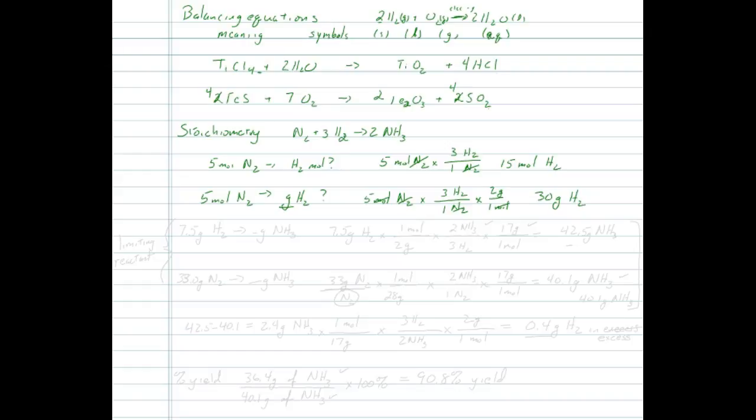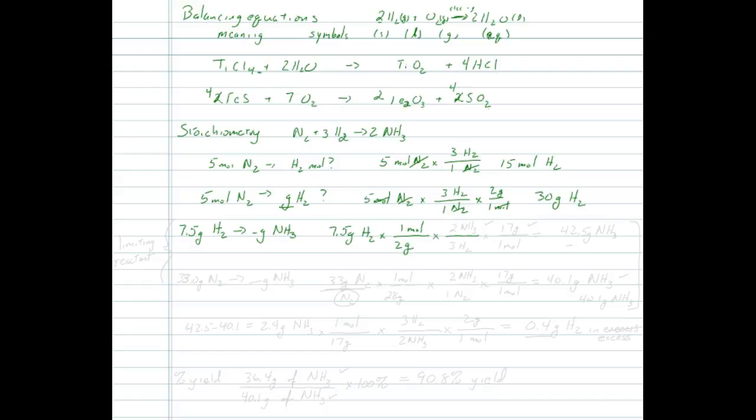The typical thing that you would do is grams to grams. That's the most common one. 7.5 grams of hydrogen gas will make how many grams of ammonia gas? In this case, it's a 3-step problem. 7.5 grams of hydrogen. First thing is you got to change grams to moles. 1 mole is 2 grams of hydrogen.